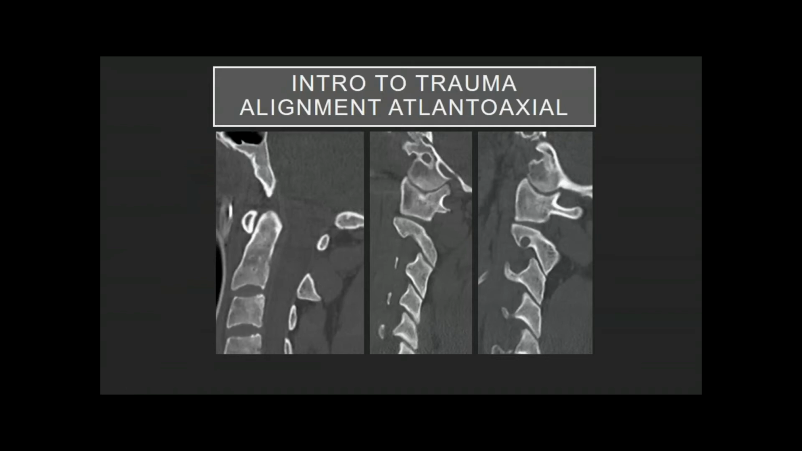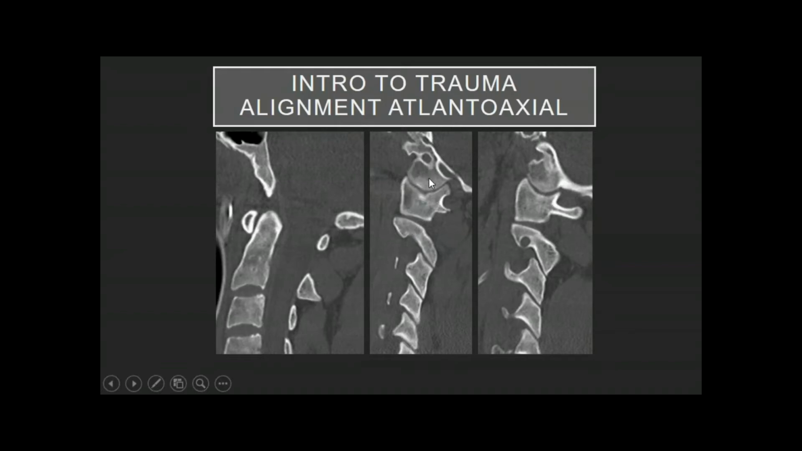Okay, so the atlanto-axial complex. This is what it should normally look like. This is where the apical ligament lives. This is the dens, right? So that transverse ligament is behind it. Here we have the joints. This is the occipital condyle to C1, and this is C1 to C2.